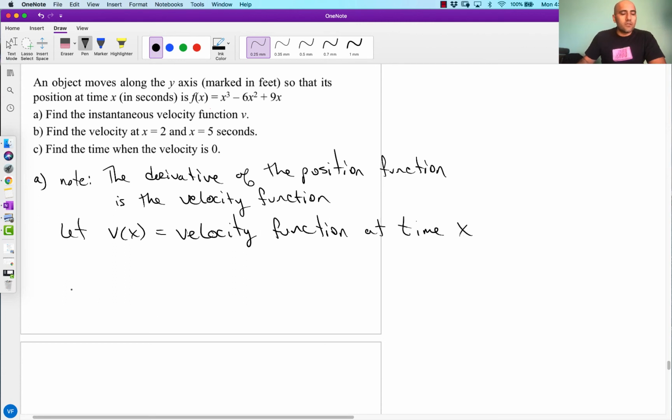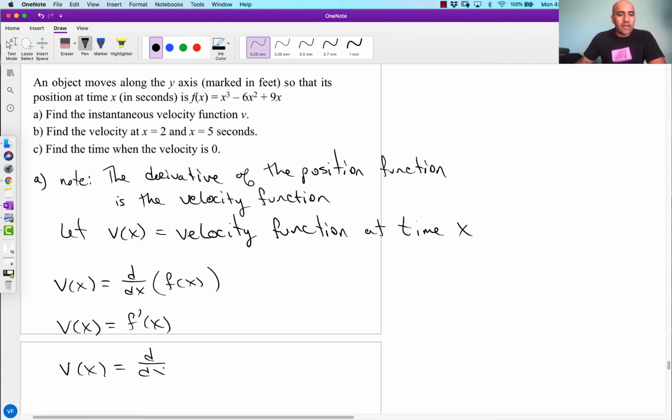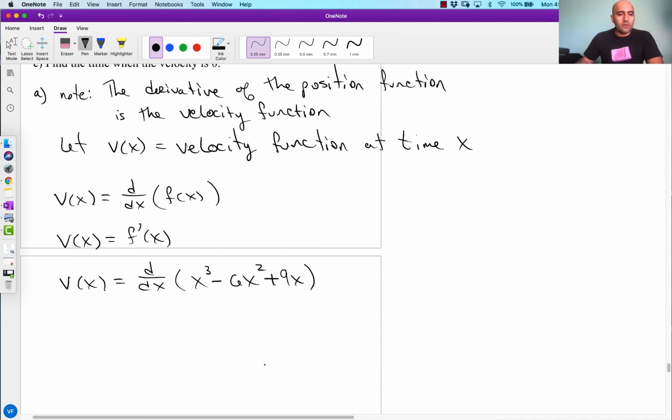At time x, v of x, the velocity function, is equal to the derivative of the position function, which means that v of x is equal to f prime of x, or that v of x is equal to the derivative with respect to x of the function x cubed minus 6x squared plus 9x. All those mean the same thing. So let's go ahead and find it.